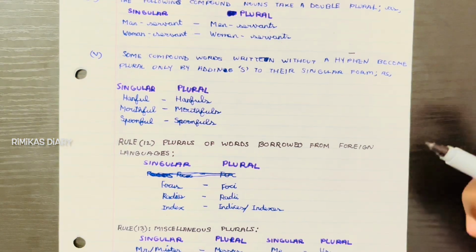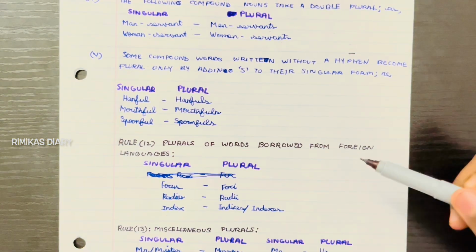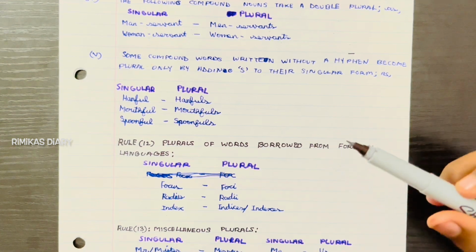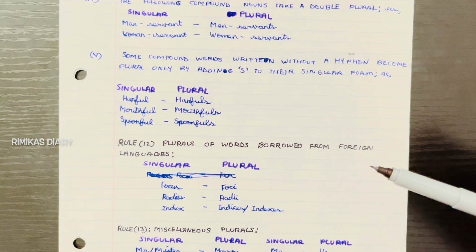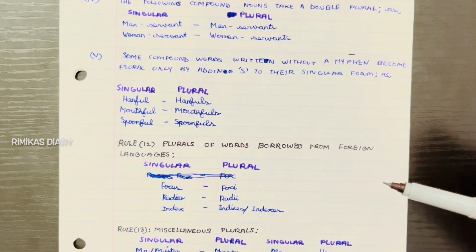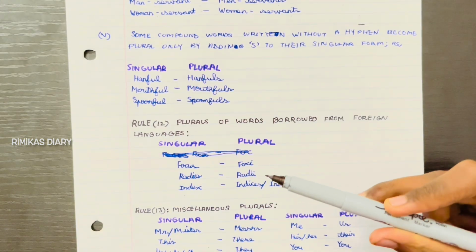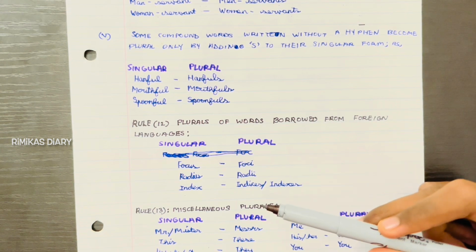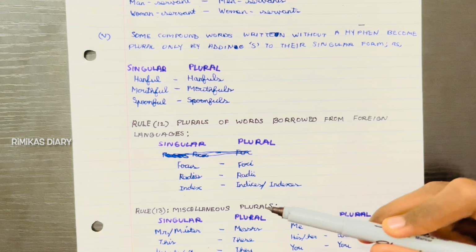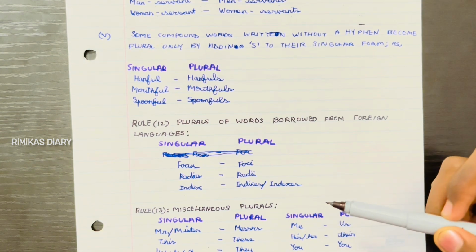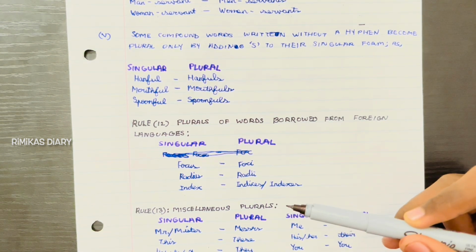Rule number 12. Plurals of words borrowed from foreign languages. So some plurals of words are borrowed from foreign languages. Focus, foci. Radius, radii. Index, indices, or indexes. So these words are borrowed from foreign languages.